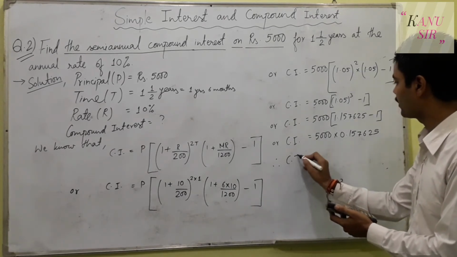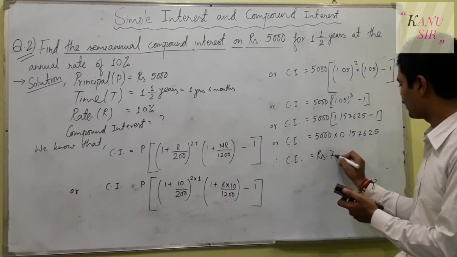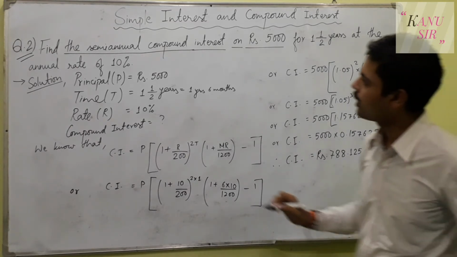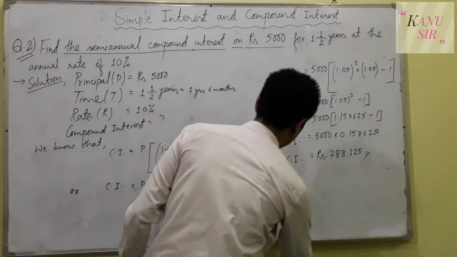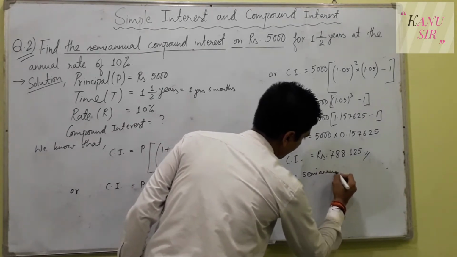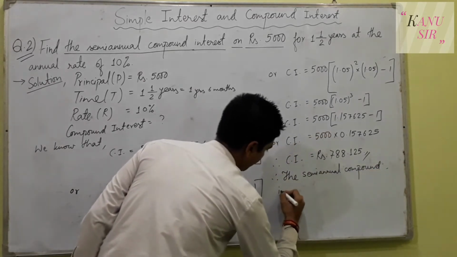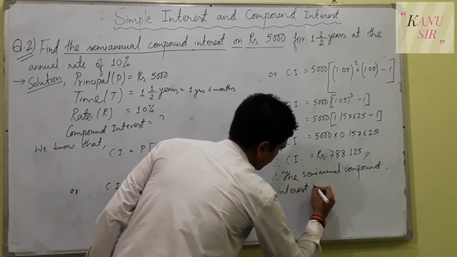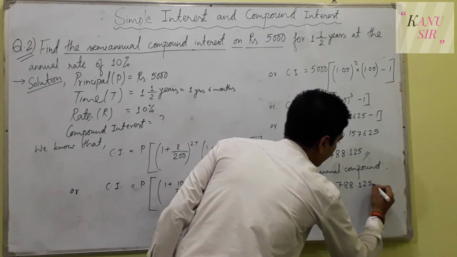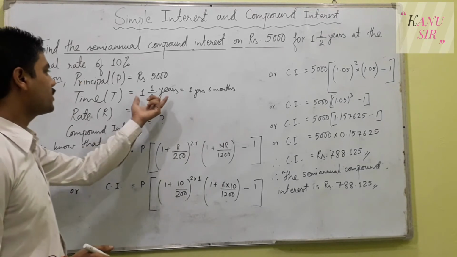Hence the compound interest will be rupees. Finally we can write the unit here in the end, that is 788.125. So as the question, find the semi-annual compound interest. Therefore the semi-annual compound interest is rupees 788.125. So students, you must understand now the question and the time duration given.